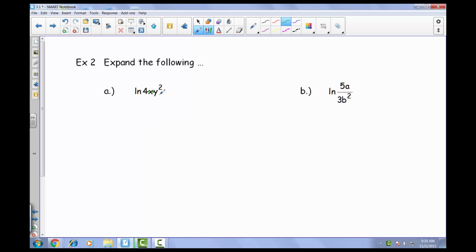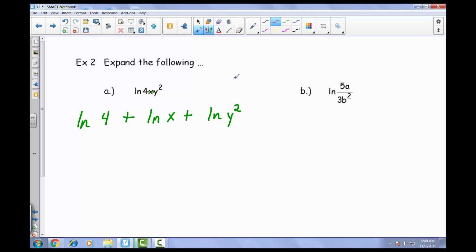So when we do that, we know that if we're multiplying these items, really if we're trying to expand it, we would be adding those natural logs together. So we would have then the natural log of 4 plus the natural log of x plus the natural log of y squared. So anytime, again, we are multiplying all those with our single natural log, to expand that, you would really be adding them.